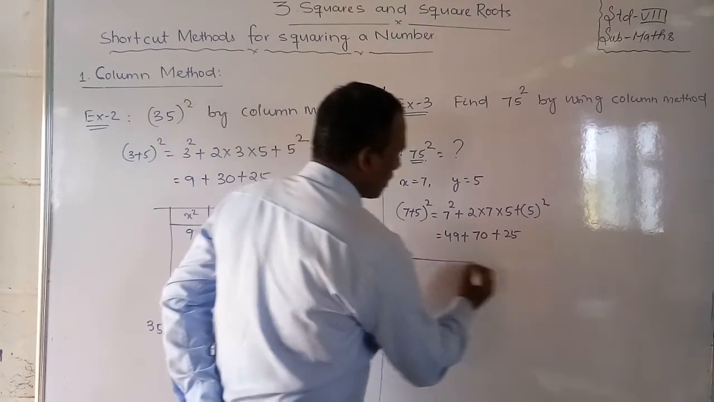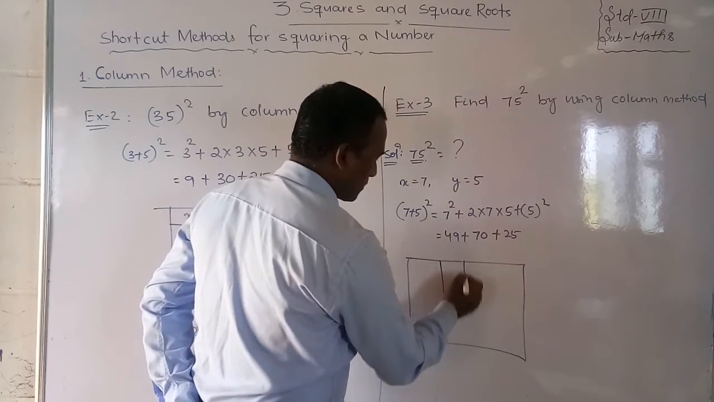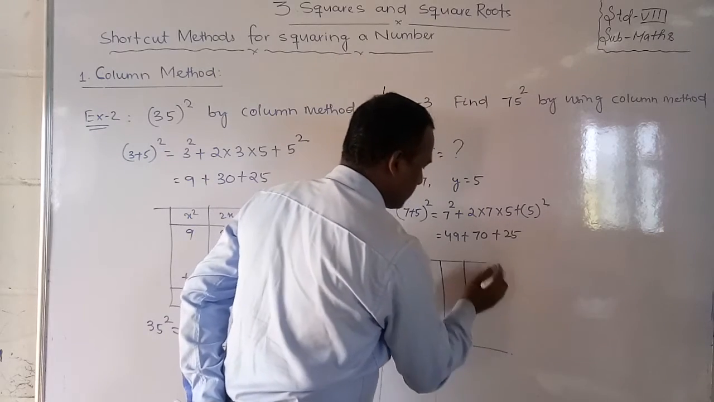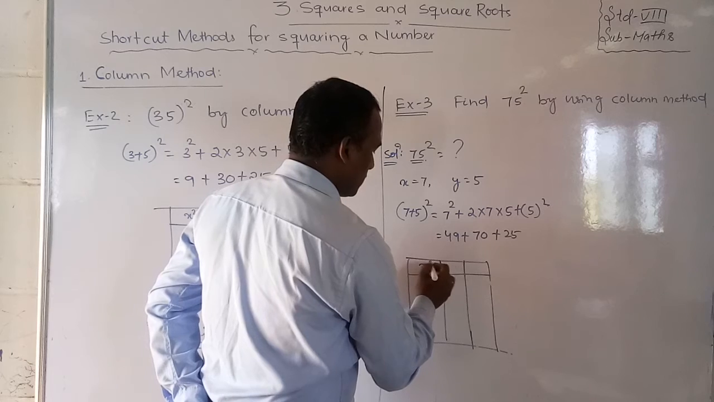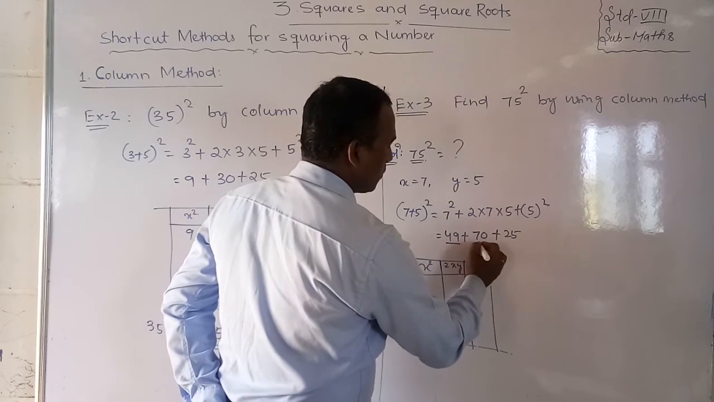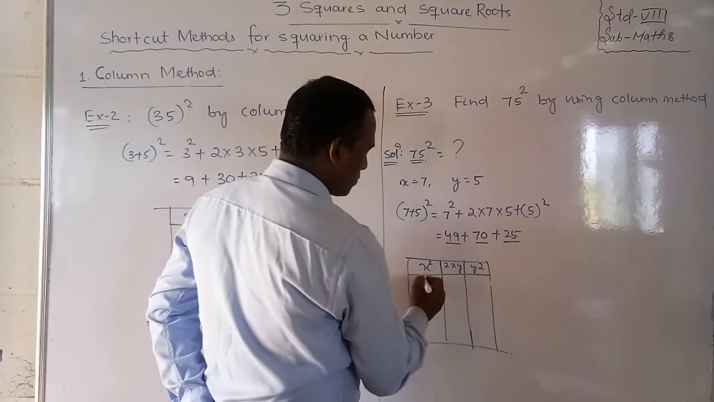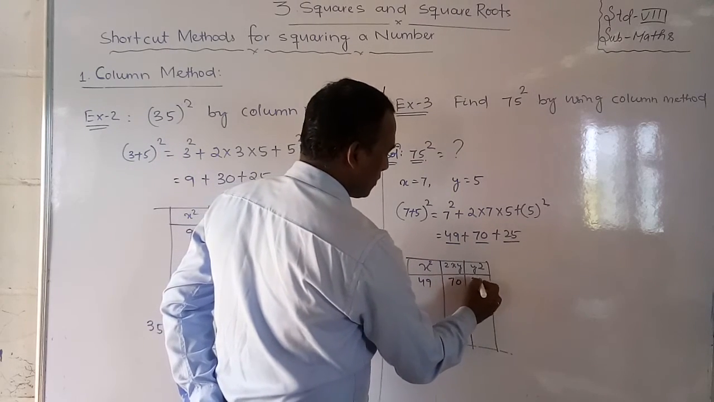Now we have to use the column methods. This is x square, 2xy, y square. This is our x, y, 2xy, here y square. So we can write 49, 70, 25.